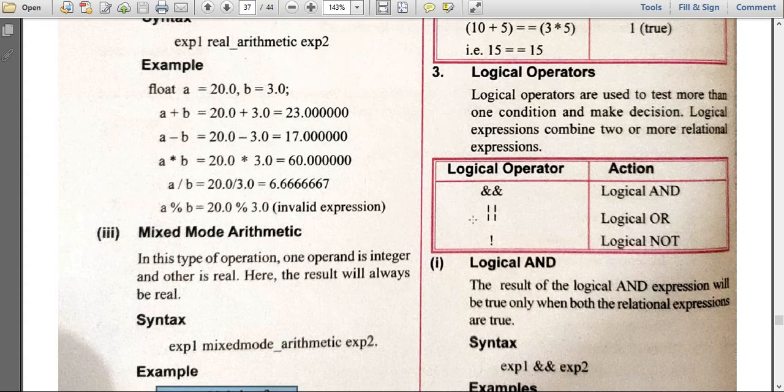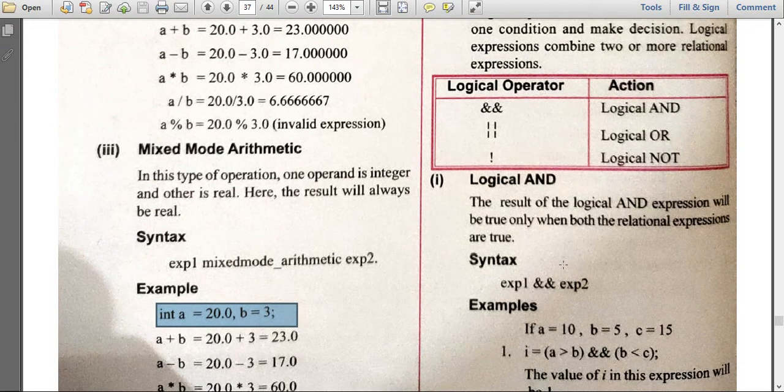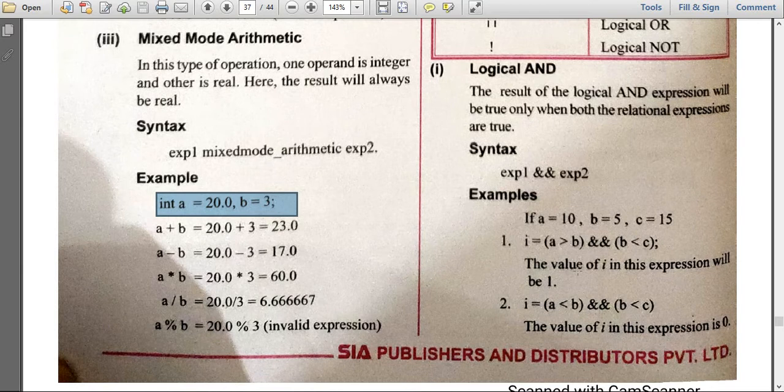OR operator is used to check between the conditions. If any one condition is true, the final result will be true. And NOT, in the sense, except this, remaining all. So first we will discuss logical AND. The result of this logical AND expression will be true only when both the relational expressions are true. For example, you are using expression 1 and expression 2. It has to satisfy both the conditions.